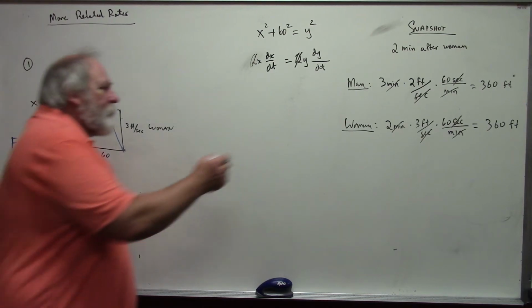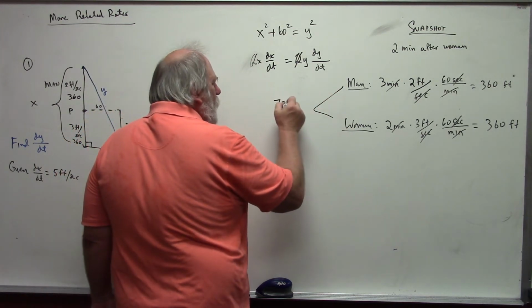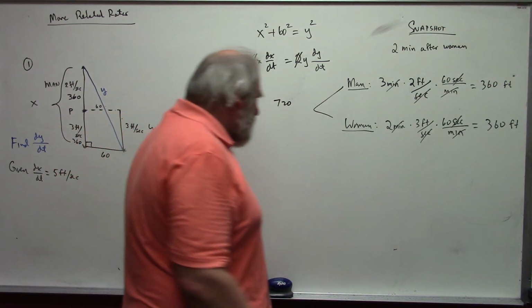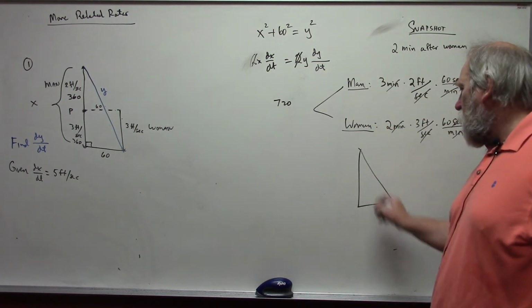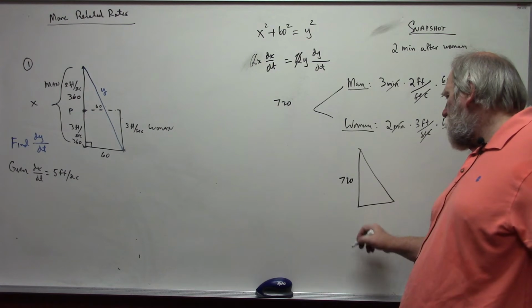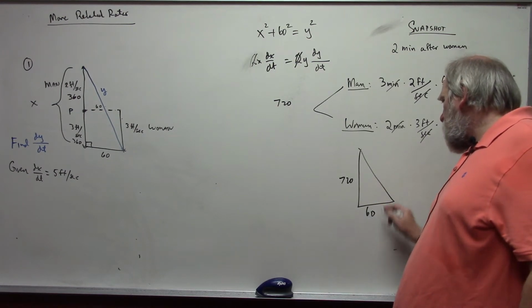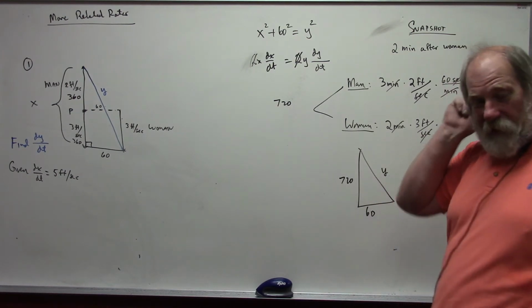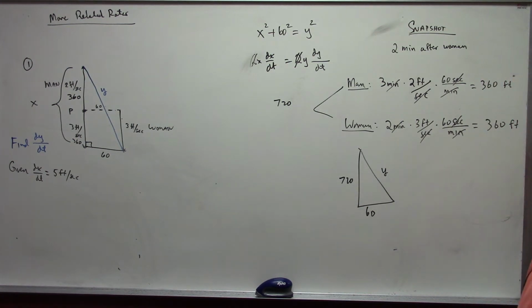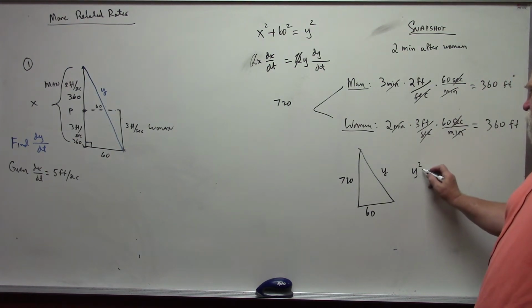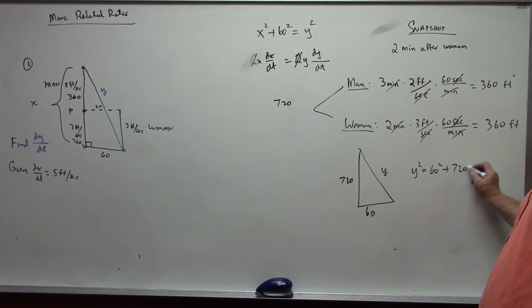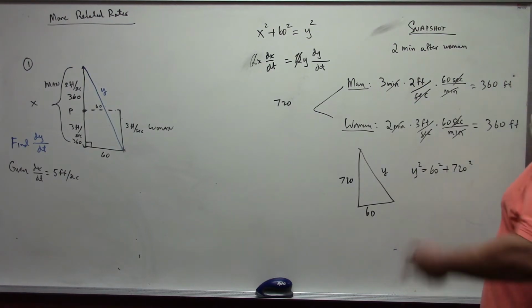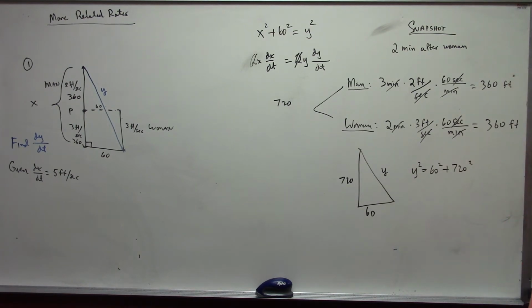Okay? Which means that I get my right triangle, where this is 720. This value is 60, and we still need to find the value for y. So y squared is equal to 60 squared plus 720 squared. If I had a calculator on me, which I don't, we could calculate this out. I'm going to do this old school.